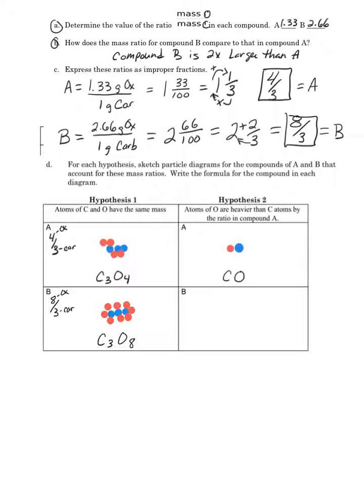For hypothesis 2, where I'm supposing that atoms of oxygen are heavier, I'm going to do the simplest possible compound. I know I have 1 carbon, so there's my carbon. For oxygen, I know I have twice as much oxygen in compound B than I do in compound A. I'm going to make my oxygen bigger because this is the one where we're supposing that it's bigger. And that would be what my compound would look like. My formula would be CO2.